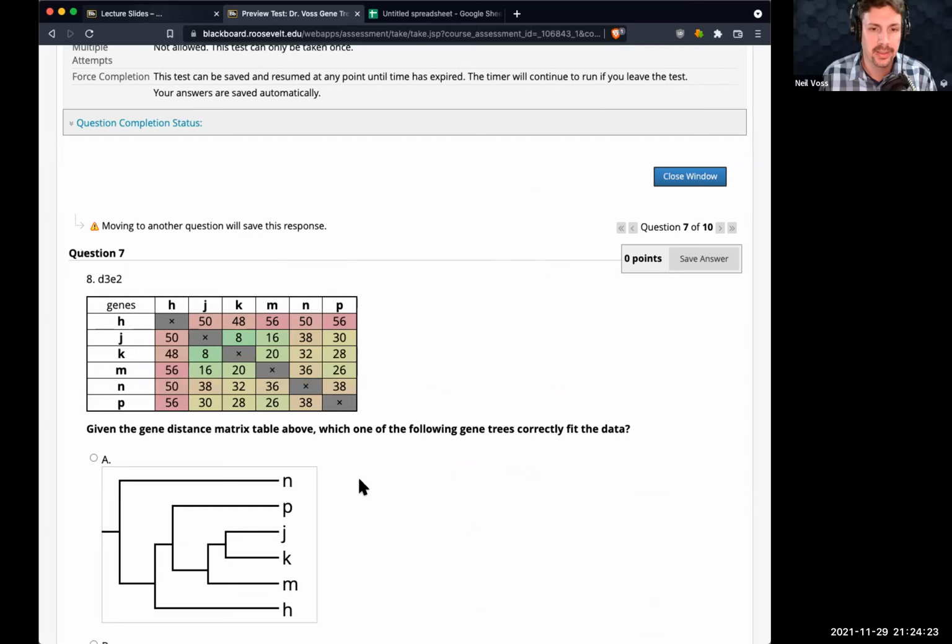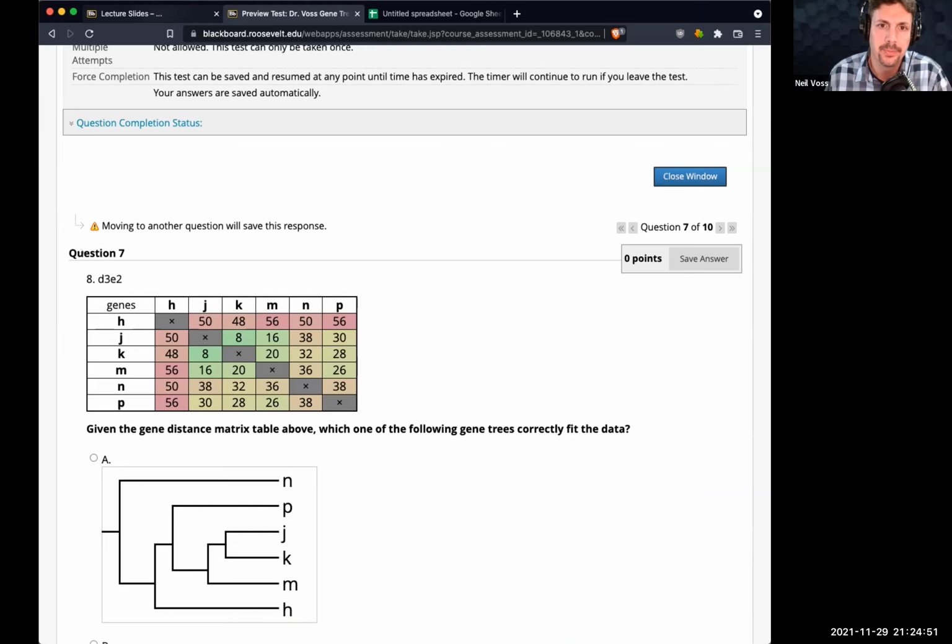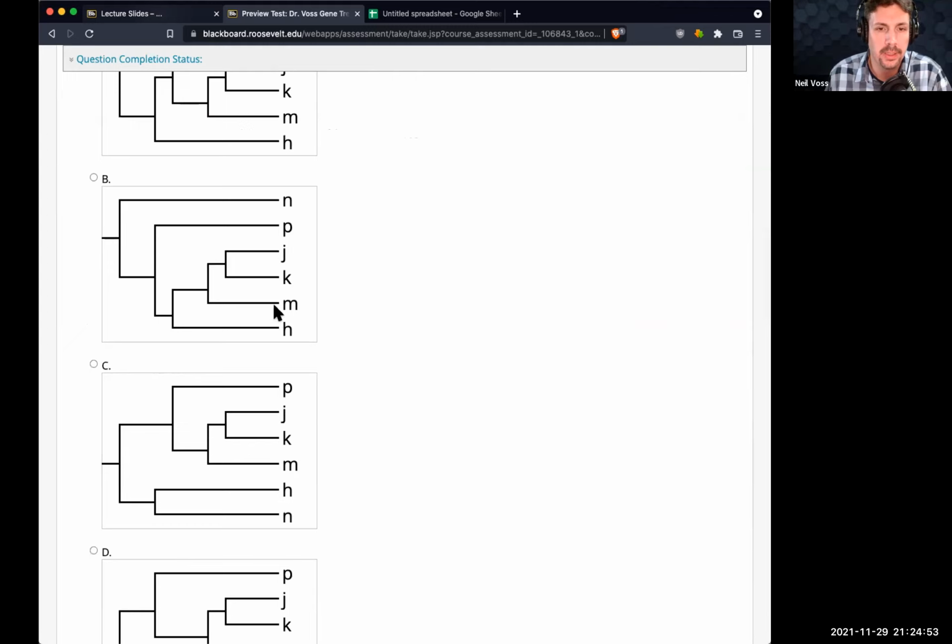Oops, I erased my answer, but I kind of remember. This is J, K, M, P, N, H, right? So it's the comb. So I just keep building. That's the sloppiest gene tree. So then this one, H needs to be on the outside, so we can eliminate that one. I should have kept the picture.